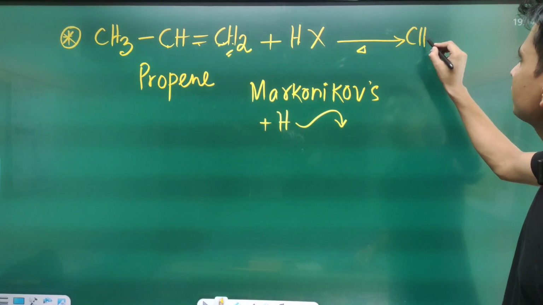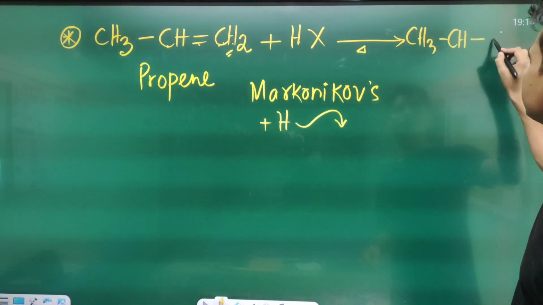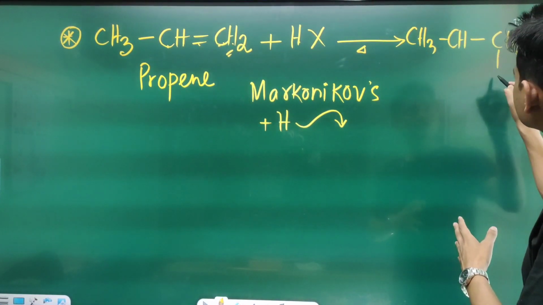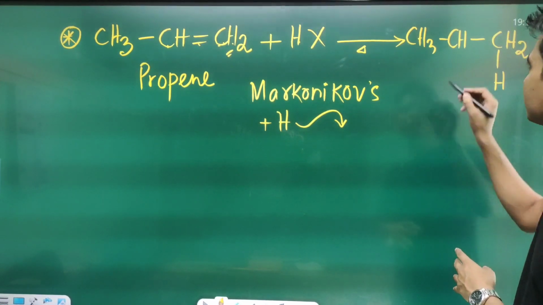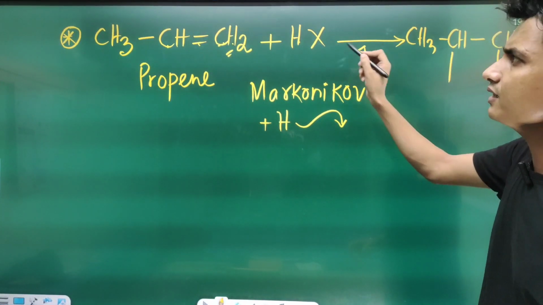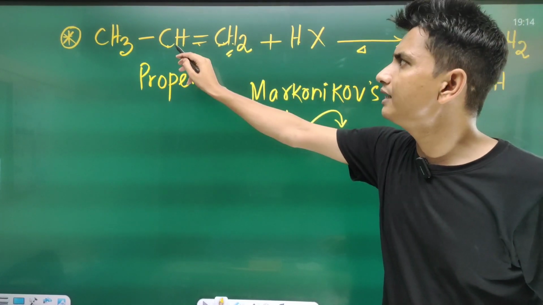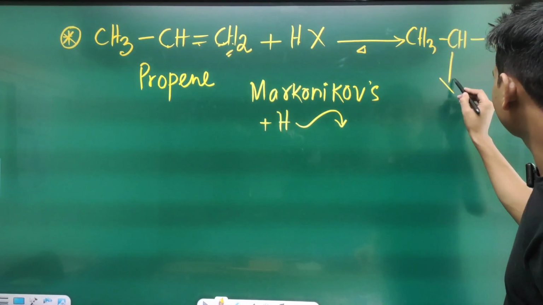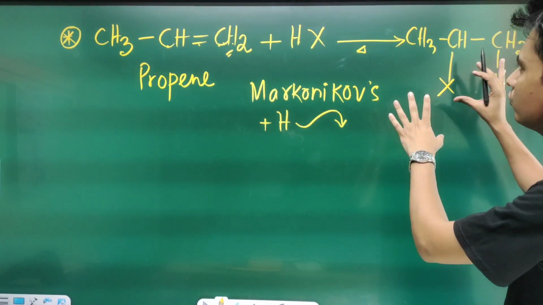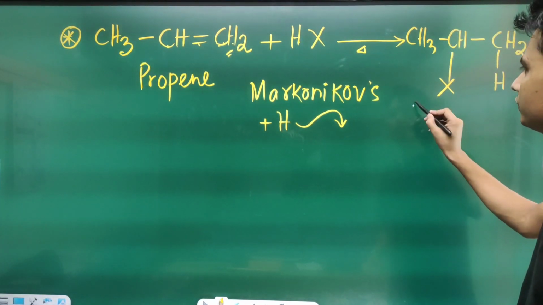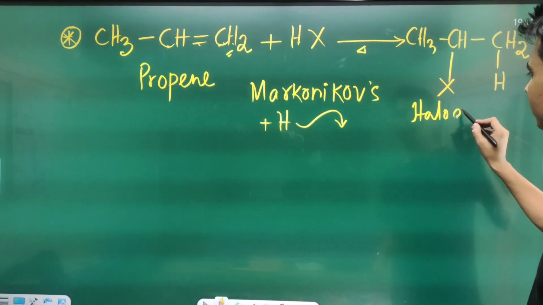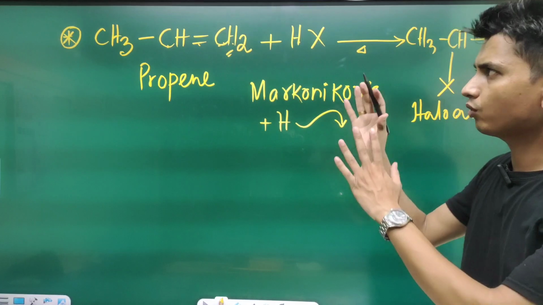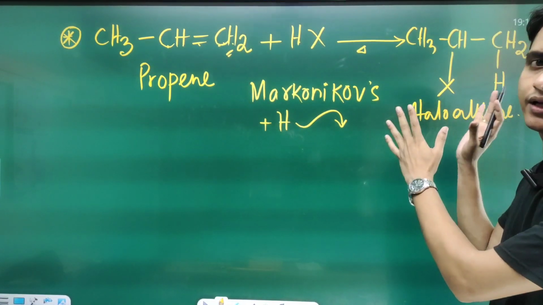Like suppose CH3, CH, single bond, CH2. Here the number of hydrogen atoms is more, that's why hydrogen will be introduced on this carbon atom. Similarly, the negative part of the reagent goes to the carbon of the double bond bearing fewer hydrogen atoms. Here is fewer hydrogen atoms, that's why this is the position of the halogen. In this way, again we will obtain a haloalkane type compound. This is again haloalkane. That means by Markovnikov's addition to alkene we will obtain haloalkane type compounds.